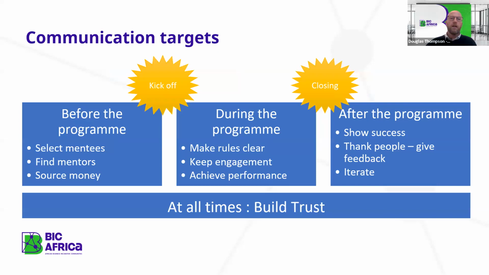So just a bit more details here of those types of targets and activities. Before the program, effectively, who are the targets? You need to select the mentees. You need to find and motivate mentors, and you need to source funding. The incubator needs to source funding to implement the mentoring program, and so there's a set of communication activities to do that, and we can go through those in a second.